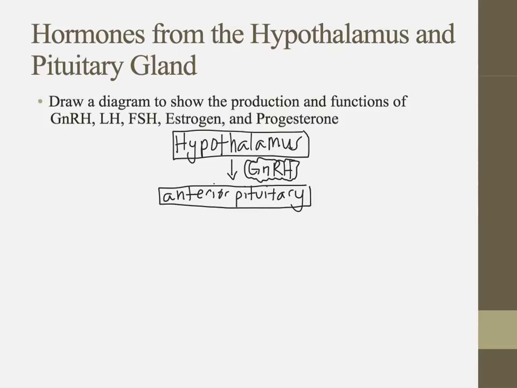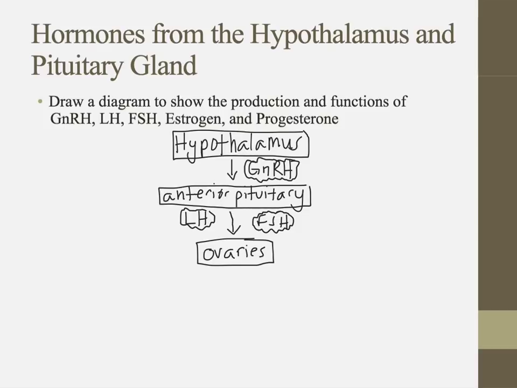So we're going to play a little game of like a hormonal relay. The hypothalamus releases GnRH, which causes the anterior pituitary to release two hormones. One is called LH, luteinizing hormone, and the other one is called FSH, follicle stimulating hormone. Both of these hormones act on the ovaries. Now, they do different things in different parts of the ovary, but we'll get to that later.